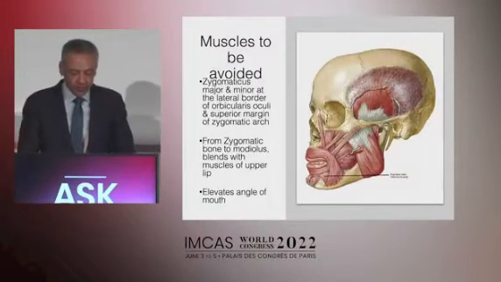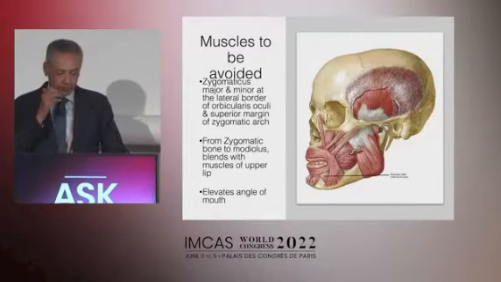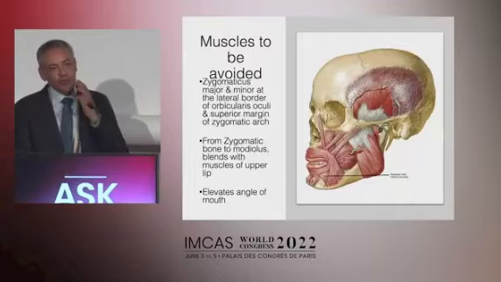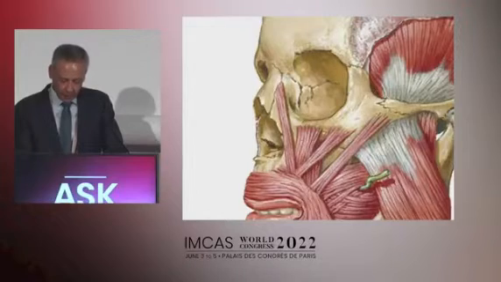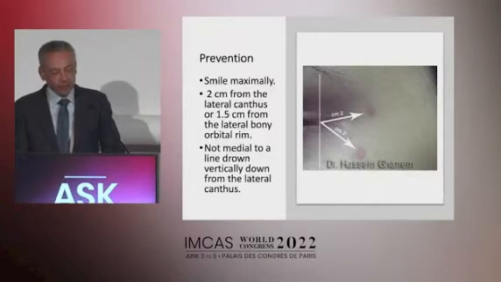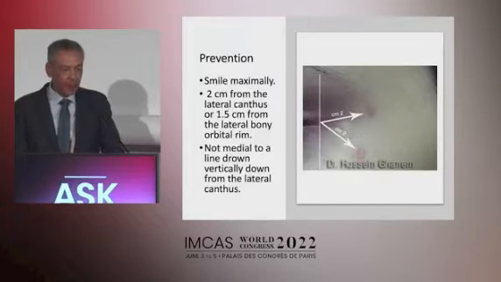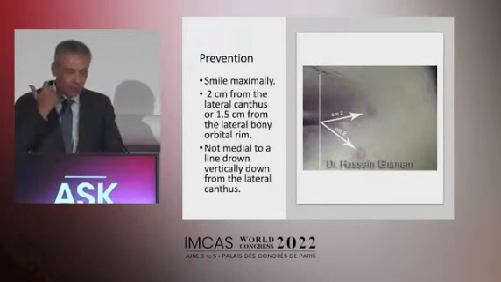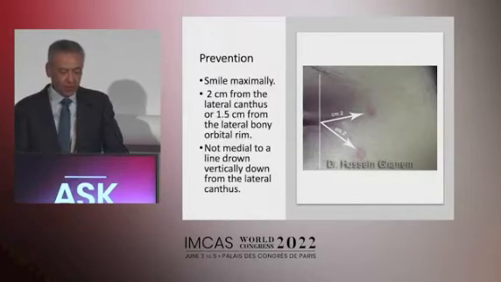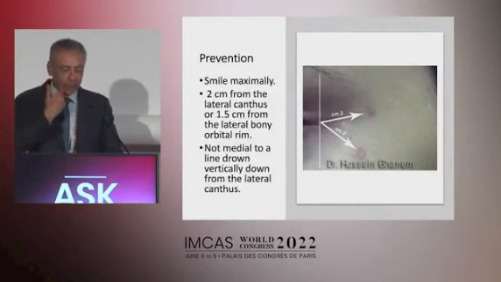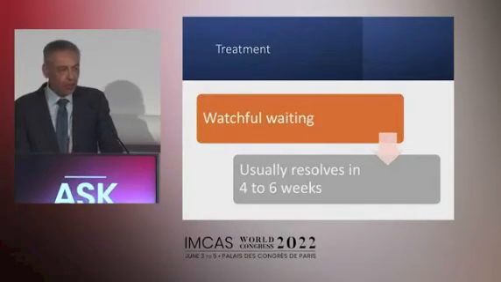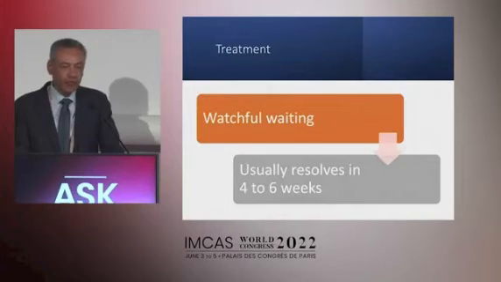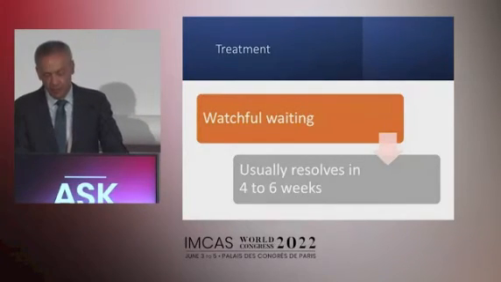We need to avoid the zygomaticus major and minor, so we don't go too lateral or too low, to avoid drooping of the angle of the mouth. To prevent this, I ask the patient to smile maximally and measure 2 centimeters from the lateral canthus, and I don't go any more medial than a line drawn vertically along the lateral canthal line. Usually treatment here is watchful waiting, and the problem resolves within 4 to 6 weeks when the orbicularis oculi muscle starts regaining some of its function.